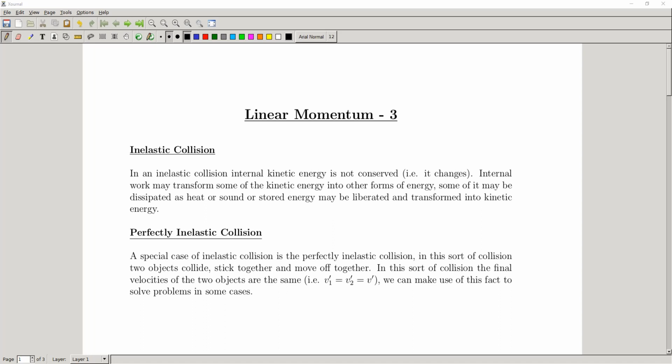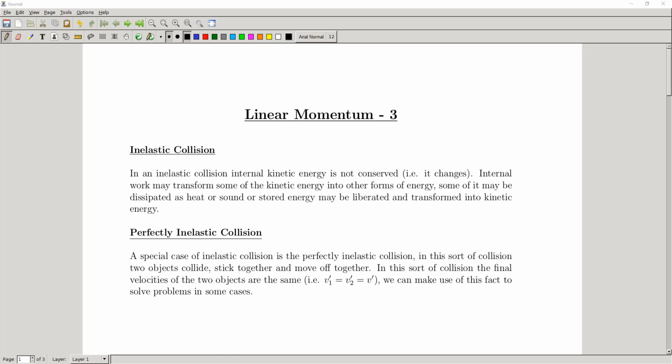Okay, this is going to be our third video in our linear momentum series. And in the last video, we talked about elastic collisions. In this video, we're going to be talking primarily about inelastic collisions. Okay, so we can get started here.